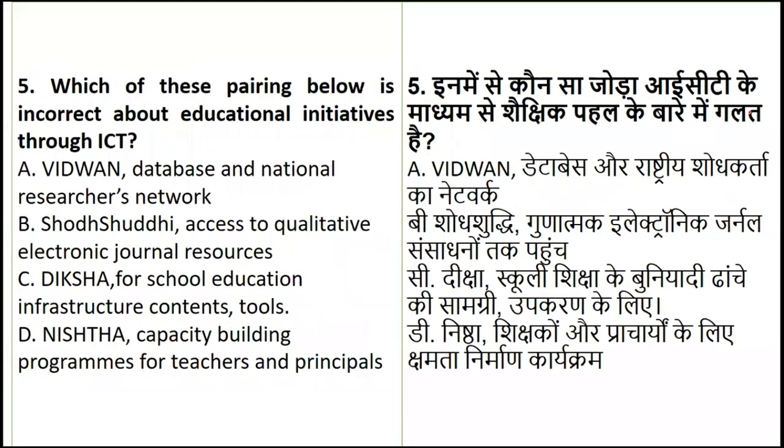Next, we have: which of these pairings below is incorrect about educational initiatives through ICT? Now this question can be in the form of match the following, but then they want to highlight the odd man out. So there is definitely an odd man out over here.